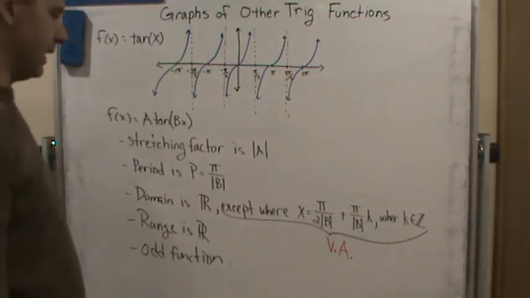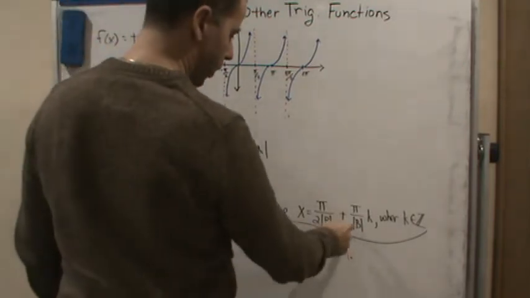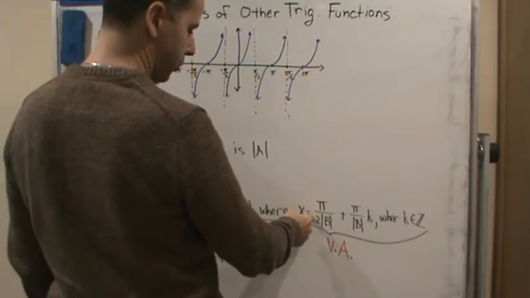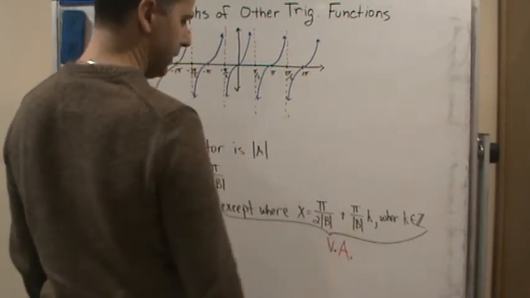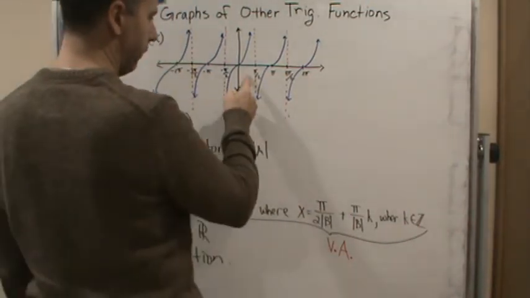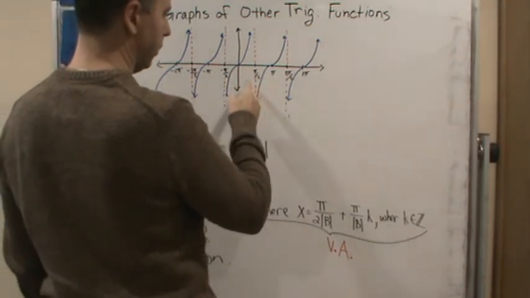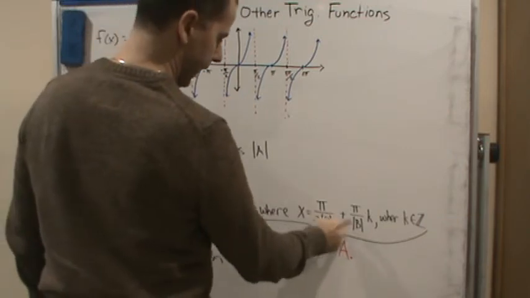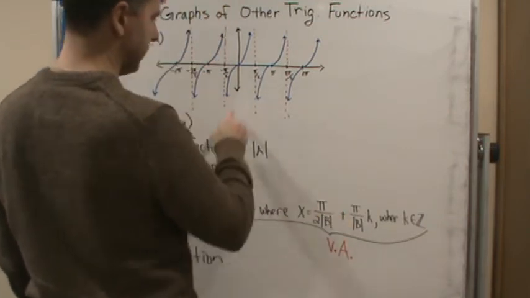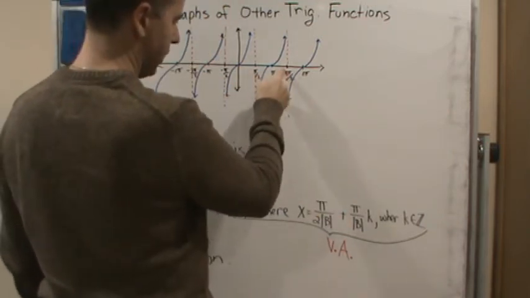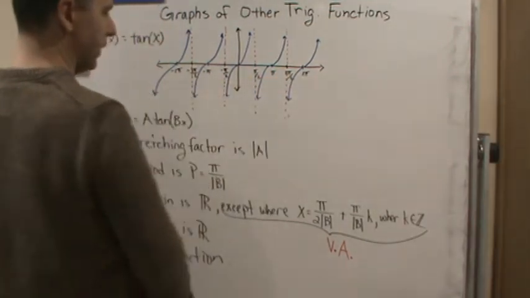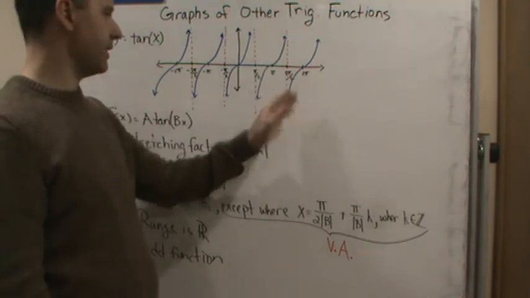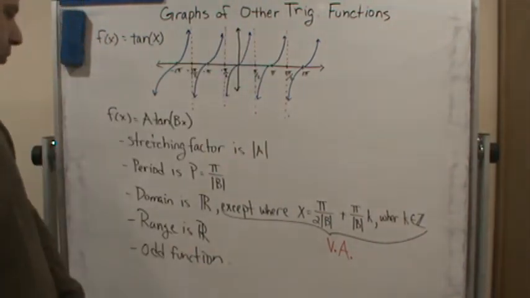And as you can see, if b is 1, then they occur at pi over 2 plus any multiple of pi. So it's pi over 2 plus pi in this case. So pi over 2 plus another pi, and so on. So that's where the asymptotes occur. So the domain is going to be everywhere except where the asymptotes occur.